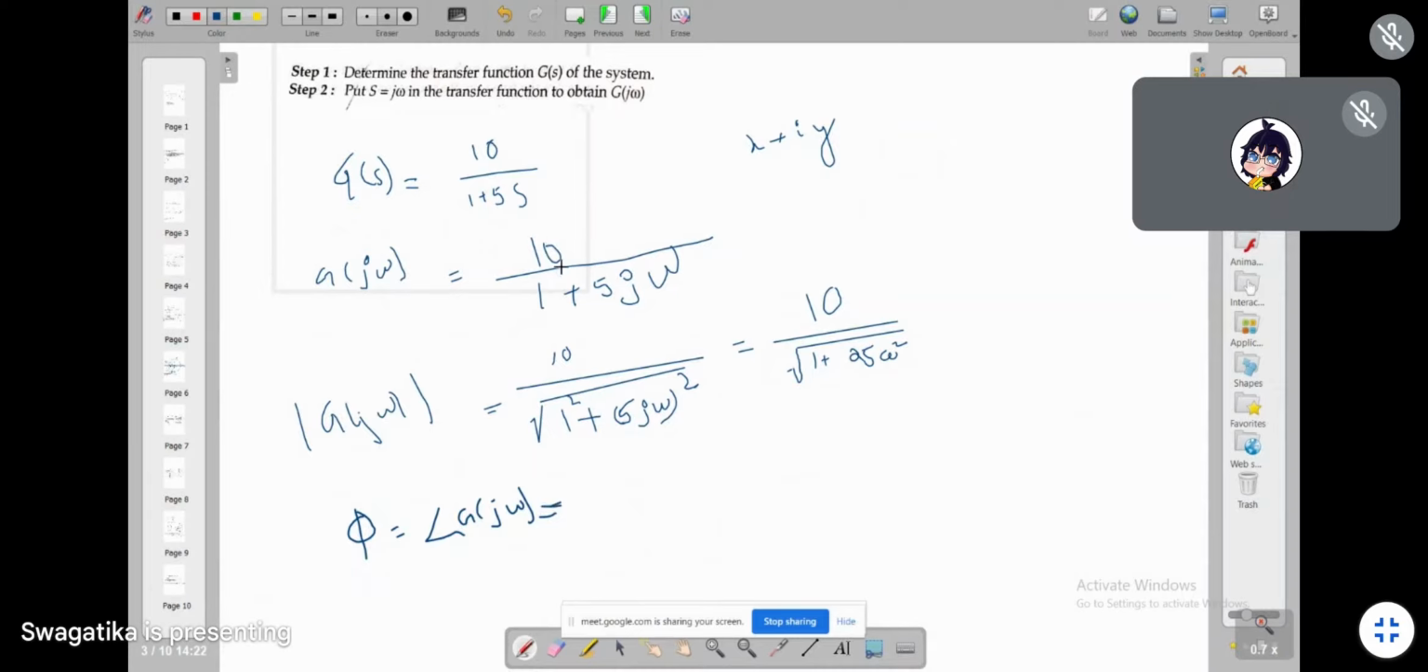Constant, that is 0. Phase angle is 0. Then for the denominator, that is minus tan inverse y by x. So that is tan inverse y by x, 5 omega divided by 1. That is 5 omega. Is that okay? Ma'am, shouldn't it be square root over 1 minus 25 omega square? Ma'am, j square is minus 1, right?